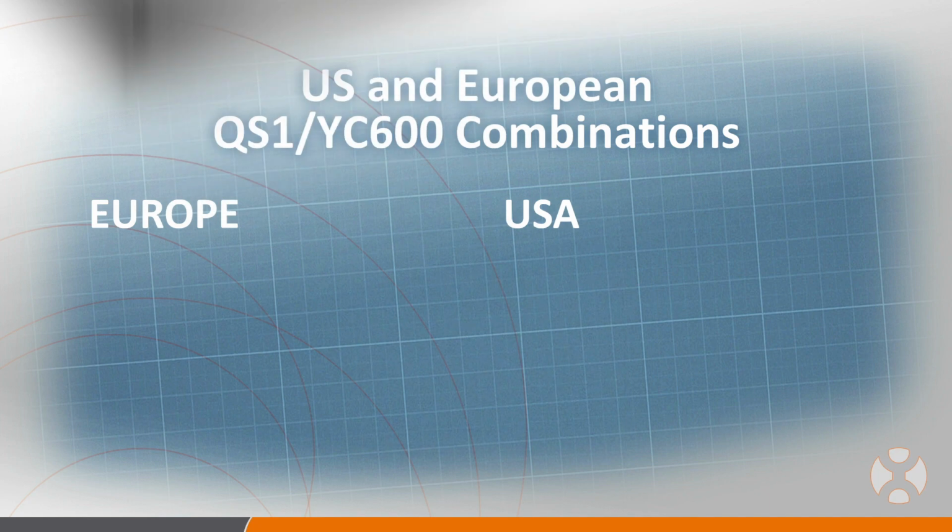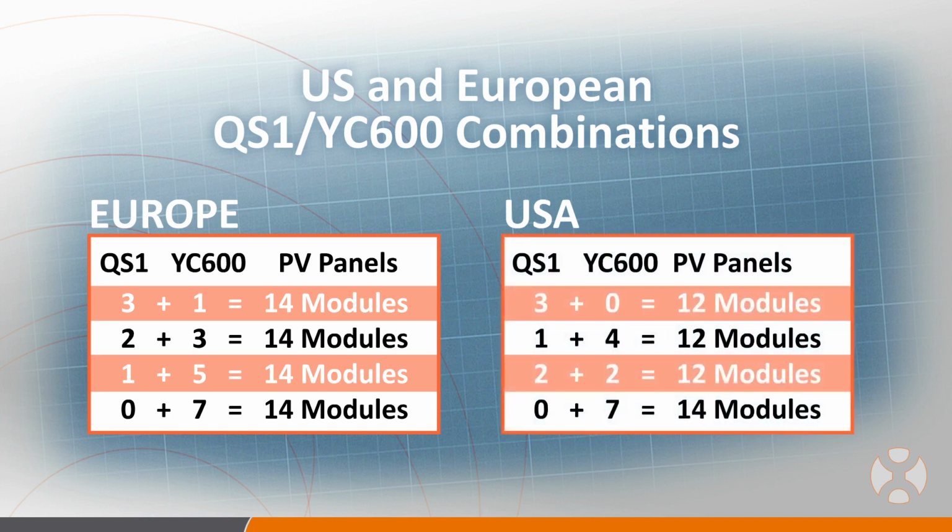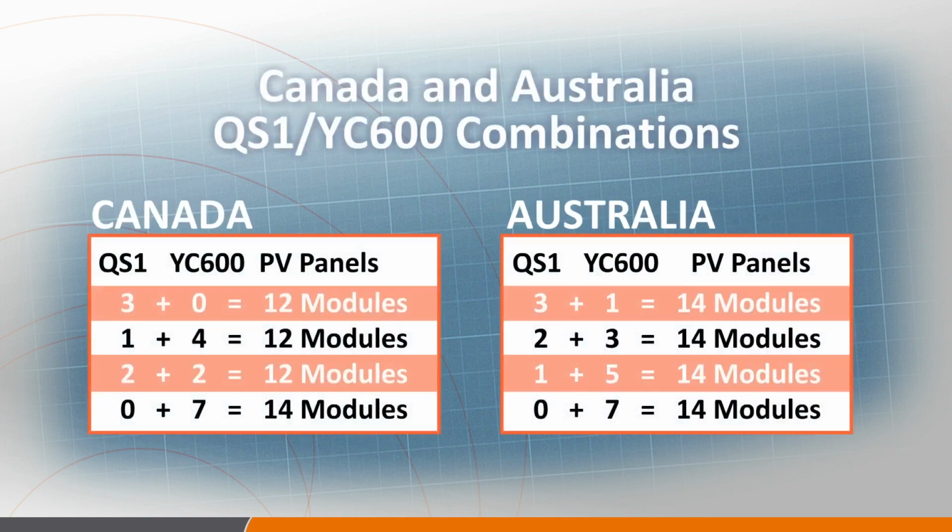The rule of thumb for the European region on units per circuit is any combination of QS1 and YC600 microinverters which accommodates 14 PV modules. For the US, it's any combination which remains at or under the 16 amp loading threshold on a 20 amp breaker. Also, here are a couple of tables showing the combinations for Canada and Australia.